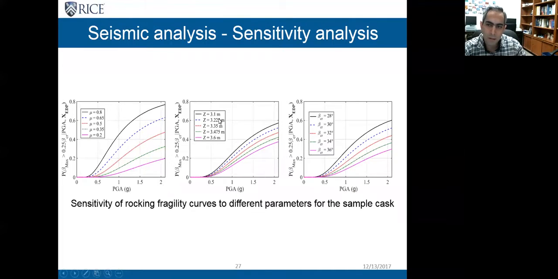The second parameter is the dimension of the cask. Studies on rigid blocks have shown that for geometrically similar blocks, the block with larger dimensions is more stable and experiences smaller angles of rotation. Same pattern applies to the casks. And for a cask with larger dimensions, we observe smaller rocking angles. And then moving to the critical angle of rotation, for casks with larger critical angle of rotation, we see smaller rocking angles. This pattern also applies to rigid bodies.